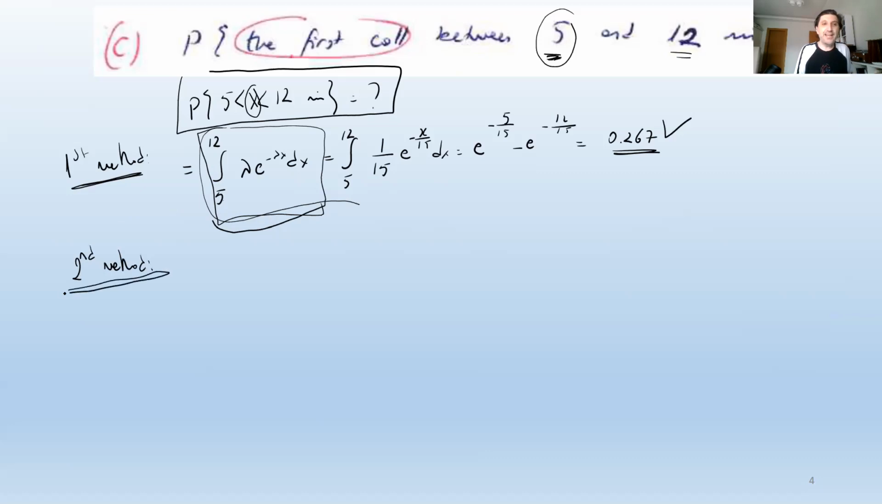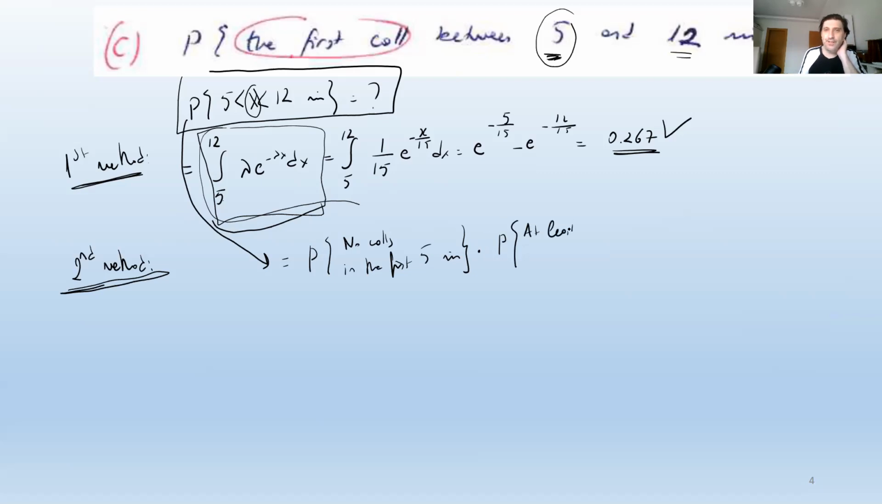The second method actually makes this much more clear. Now this is going to be equal to the probability that there are no calls in the first 5 minutes. So I'm going to write everything clearly and try to come up with the answer. And this is going to be multiplied by what? How can I multiply with the second condition? I'm going to explain it in a minute. At least one call within the next 7 minutes.